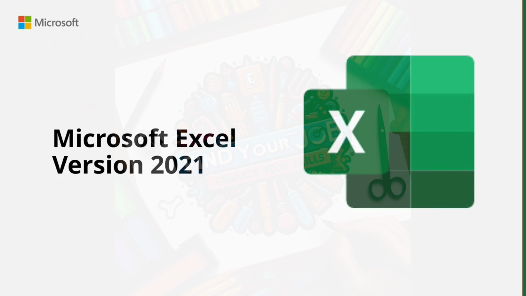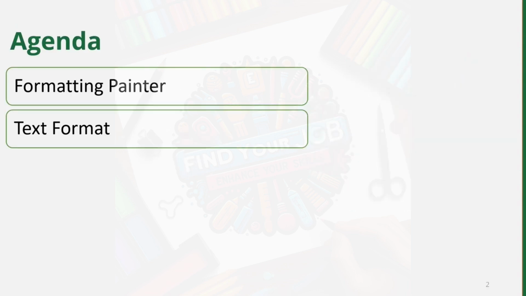We have been learning a lot of important functions and features from the last few sessions. Today, we will be learning about two other important functions. We will be starting with Format Painter, followed by text format. Let's begin our session for today.